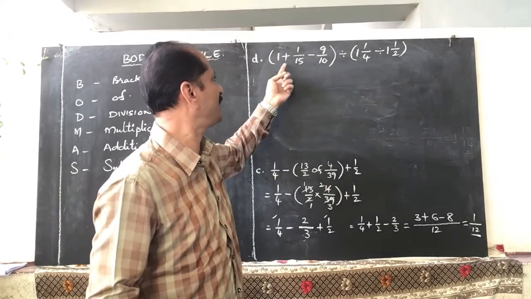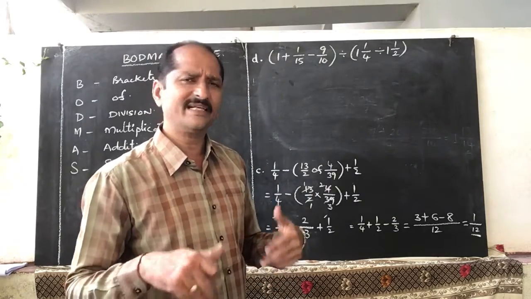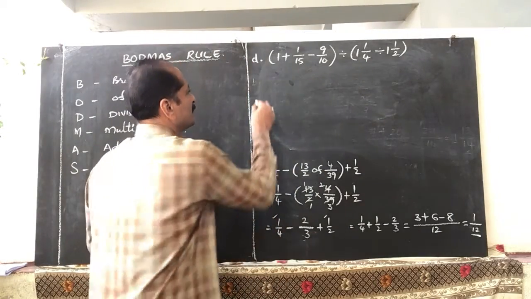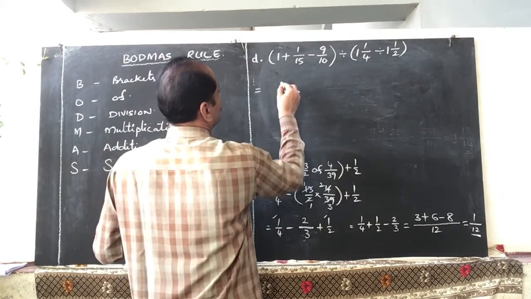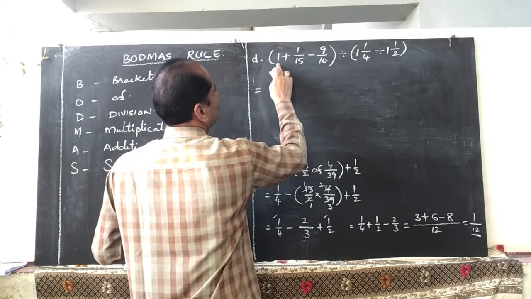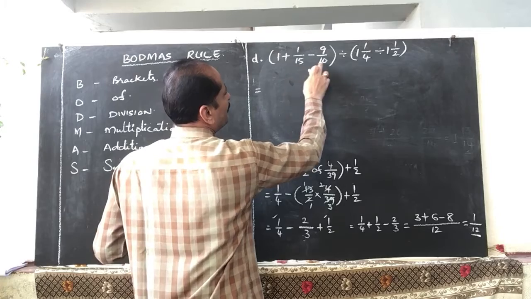So what we have, plus and minus we have. So at a time you can do. Here also division of two fractions, that also you do every time. So that is equal to, whenever you are doing this one, 1 plus 1 means 1 by 1. So LCM of 15 and 10.